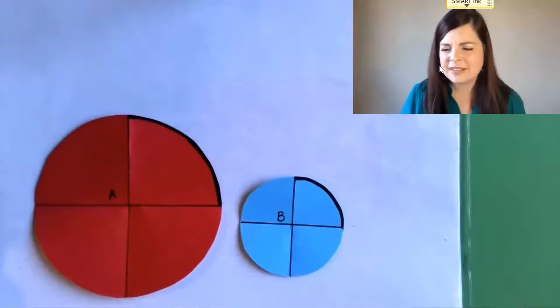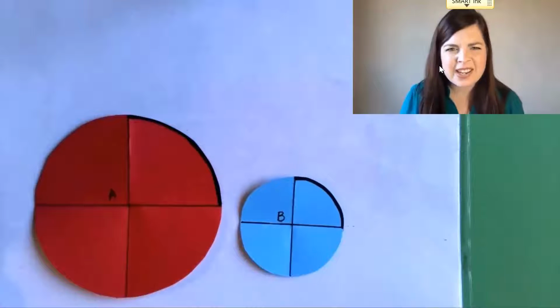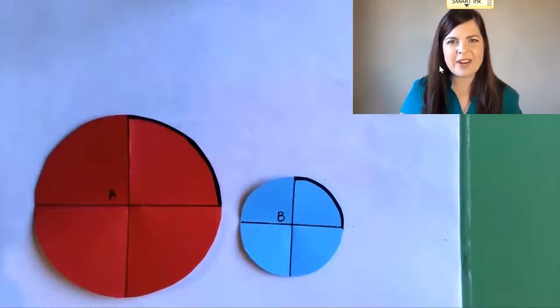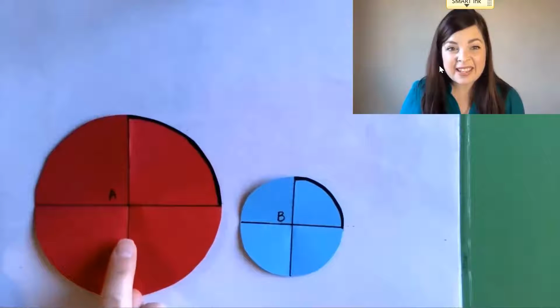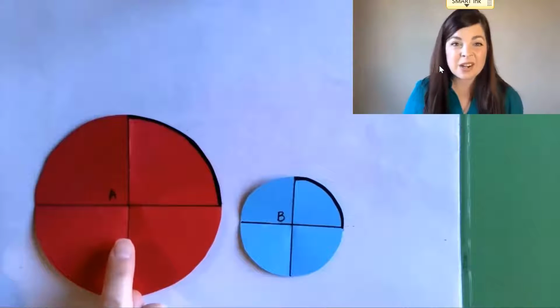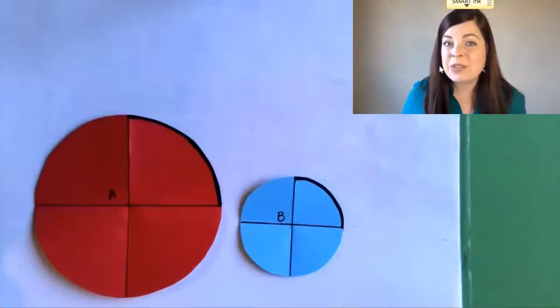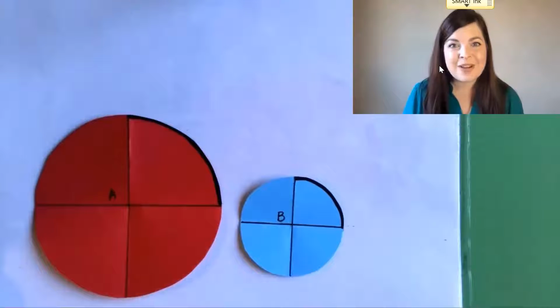But wait a minute. Don't both arcs measure 90 degrees? Why are their arcs different lengths? Maybe you're thinking, well, circle A is larger, so maybe it needs a larger arc. Or maybe you're thinking, you just don't know. Well, let's dig in and figure it out.